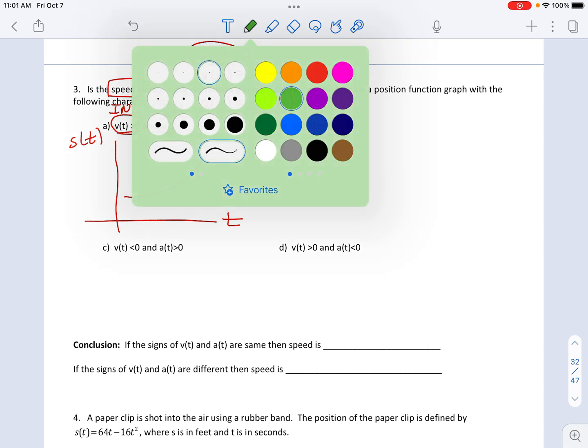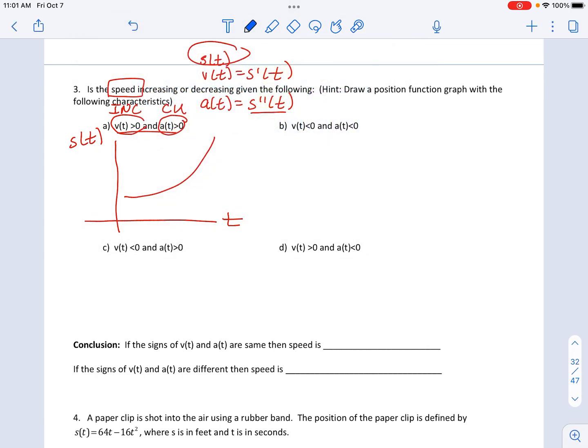So if I look at just the absolute value, in this case the velocity, or the speed, is always positive. Notice that, again, I don't know exactly what these numbers are, but I can say that these slopes are getting bigger. So in this scenario, the speed is increasing. Okay, let's take a look at the other 3 scenarios and see what happens.